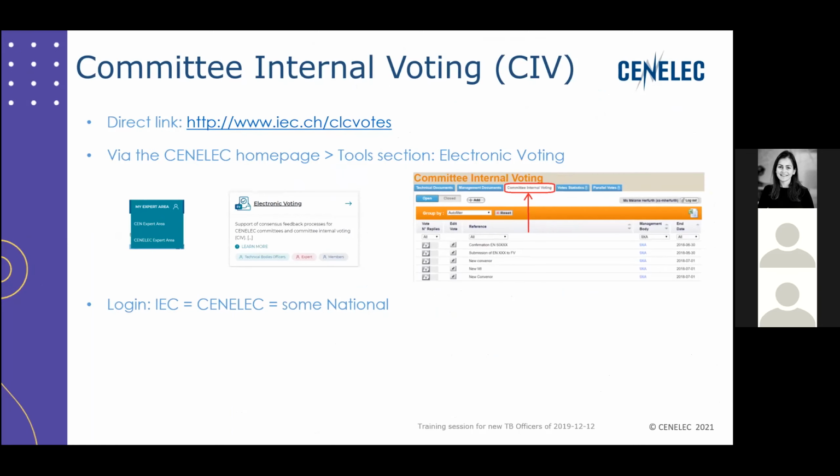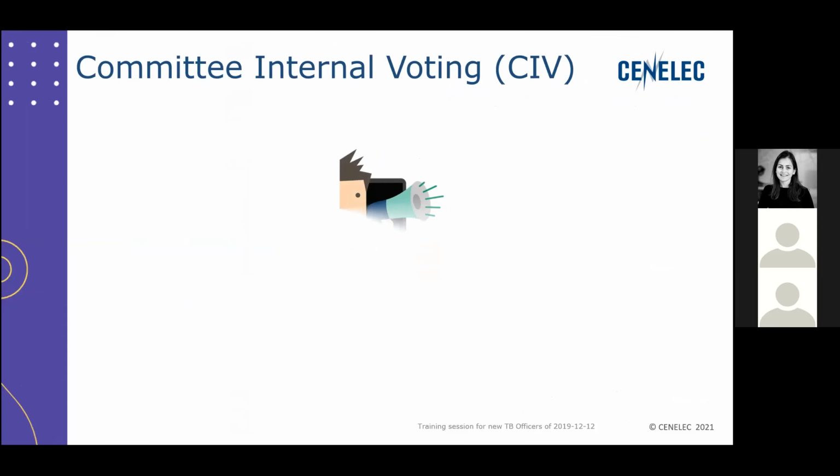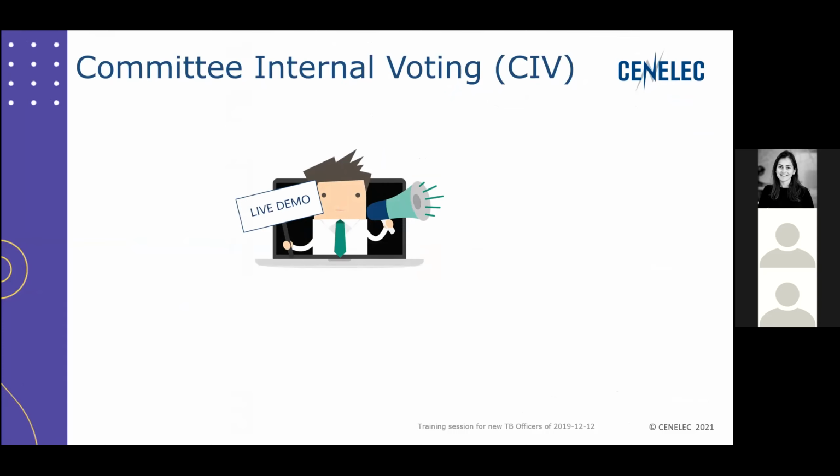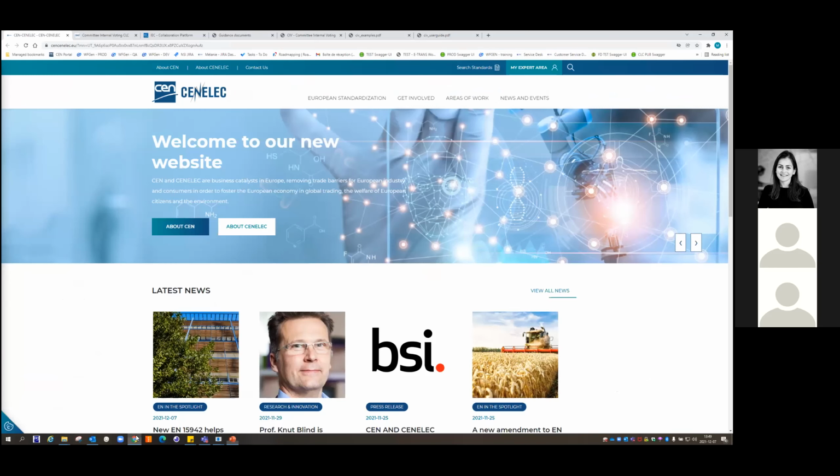So you can access the internal voting by the direct link as usual, or you can have access to the platform via the CEN-CENELEC website, in the CEN-CENELEC tool sections. So we will go on to the internet, and we will see so that you can have an idea. I've got everything open here.